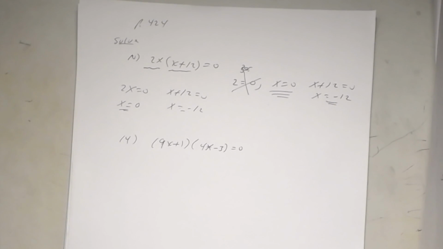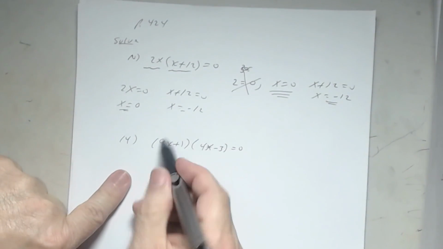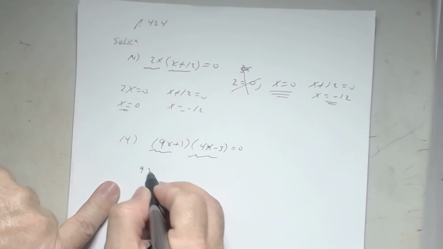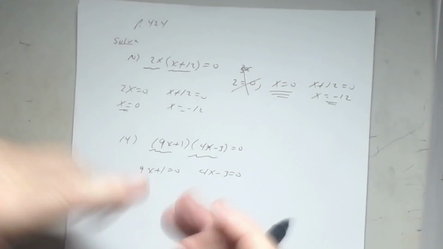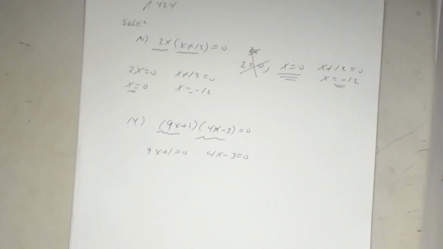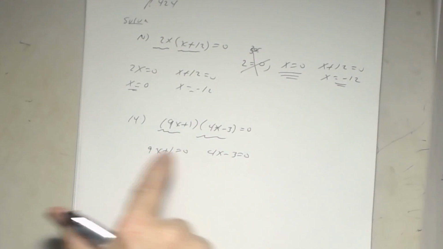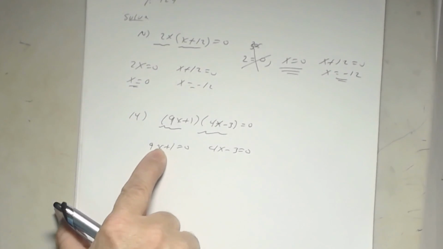The zero factor property. The zero factor property says if you have two or more factors whose product is 0, and it helps if you underline your factors, then one of them has to be 0. In this case, they're both 0. You said each one equal to 0. Yes. So now notice I went from a quadratic to what? Linear.